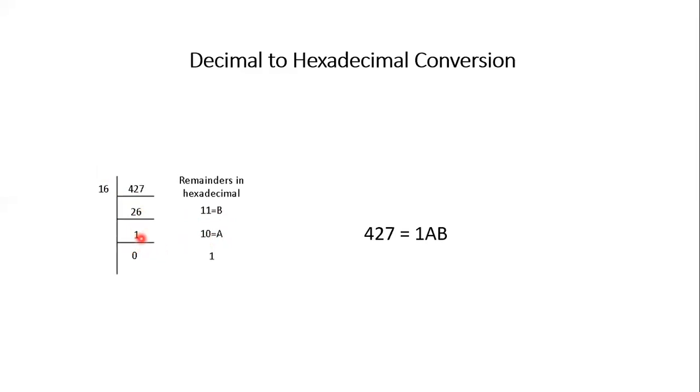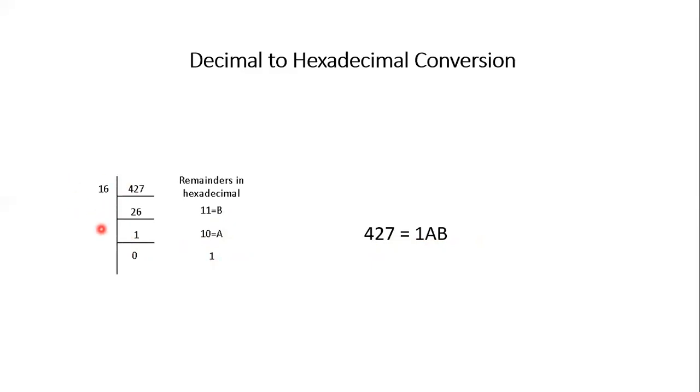Okay. Then we take from bottom to top. Therefore 1. Then next A. Then next B. So 1AB. Okay. So this is also calculated as the conversion from decimal to binary, like decimal to octal.